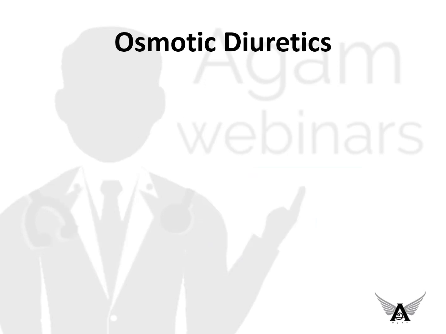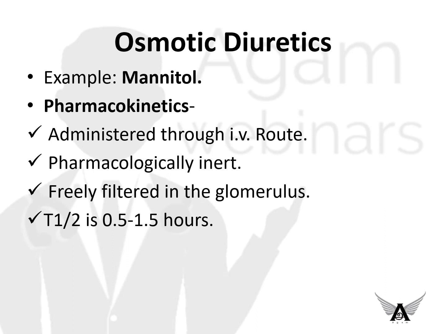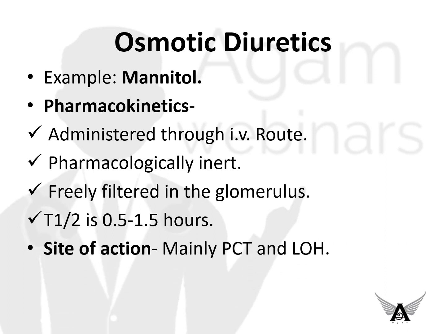Now, let's learn about the last group of diuretics for this video. Okay, they are osmotic diuretics, an example being mannitol. Pharmacokinetics: they are administered through the IV route, pharmacologically inert, freely filtered in the glomerulus, and the half-life is about half an hour to 1.5 hours. The site of action is mainly the proximal convoluted tubule and loop of Henle.